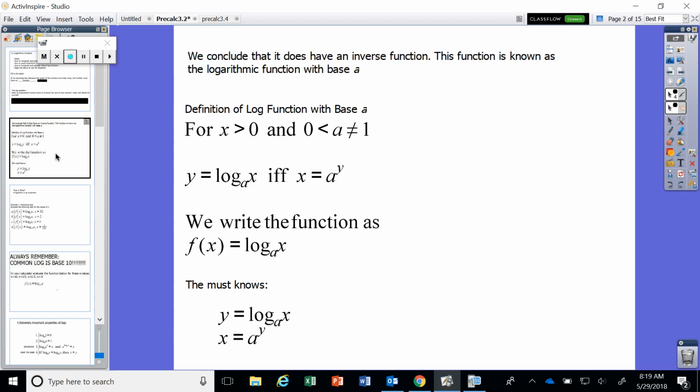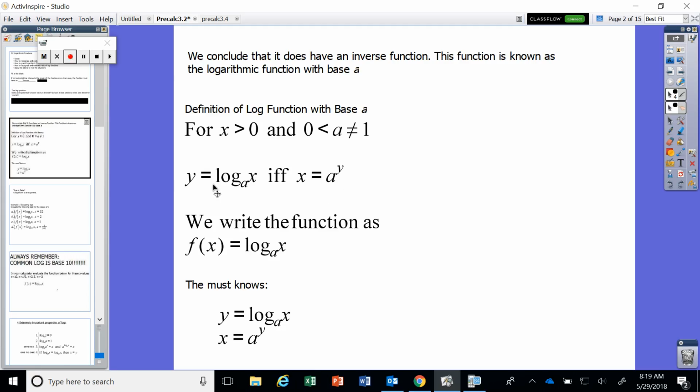Interesting stuff, right? So the definition of a log function, again, we're talking with base a here. We say that x is greater than 0 and that a is greater than 0 but does not equal 1. So don't forget that, okay? The key understanding is that here is our relationship. Here is our inverse in this line right here. This is exactly what the entire point of saying that it did have an inverse was all about.